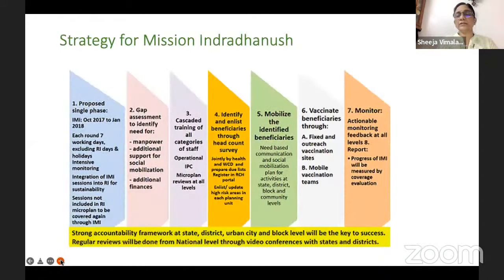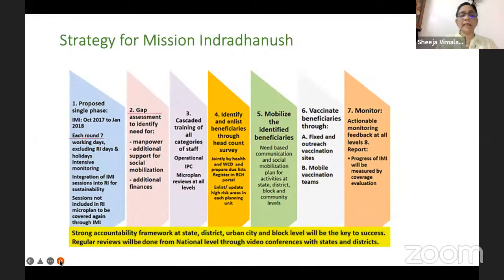So Mission Indradhanush. Indradhanush means 7 colors. It is usually done as a drive for 7 days, excluding the holidays and the routine immunization days. And there are 7 strategies. 7 days, 7 strategies. What are the strategies? Basically, as expected, you would be doing it for 7 days.